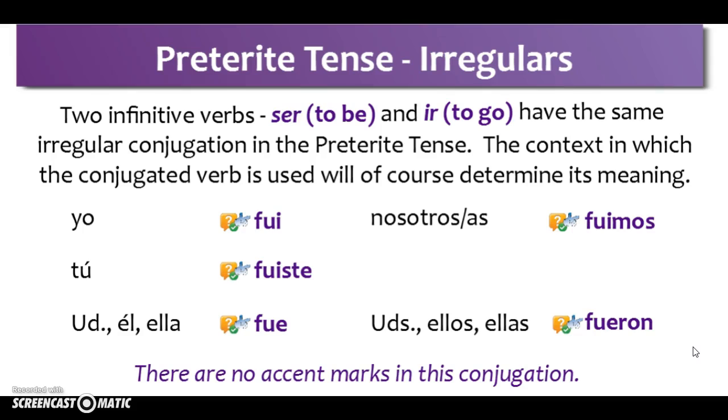If you look at the endings, they look quite similar to the endings that we used in the preterite conjugations of regular ER and IR verbs. You might notice, though, too, that there are no accent marks in these conjugations, where with the regular ER and IR verbs, there were.